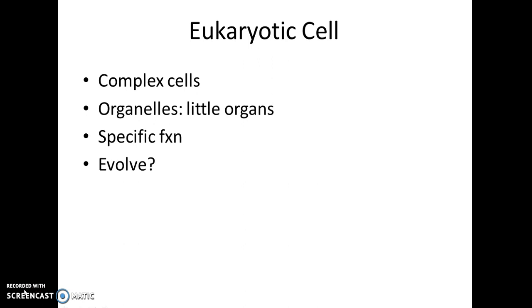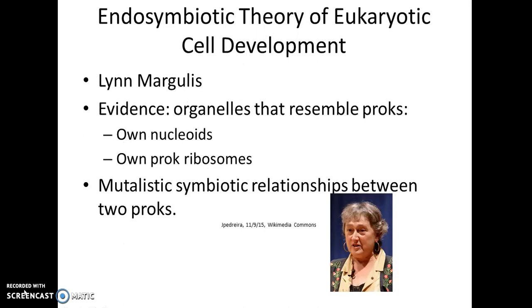Now, the main question that you might be asking, or you should be asking, is how do these things evolve? Well, the endosymbiotic theory of eukaryotic cell development was developed by a person, Lynn Margulis. Now, I studied with Lynn Margulis when I was at Boston University, probably the most brilliant person that I have ever known in my life. I can talk to you more about her in greater detail if you'd like.